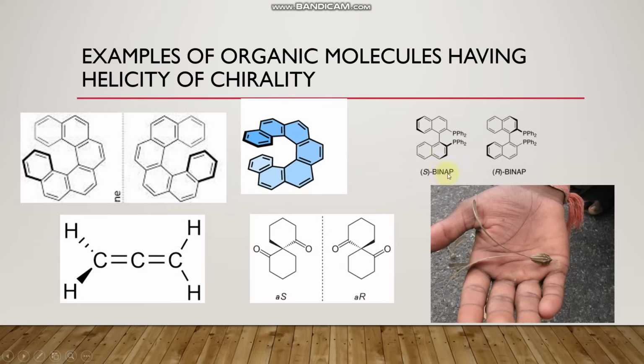Similarly, the binaphthyls and biphenyls have helicity of chirality. This is a molecule of allene. Allene also has helicity of chirality. These are spiro compounds, again helicity of chirality. And here I've included an image of a plant sprouting from a seed, and this is an example of nature showing helicity of chirality.